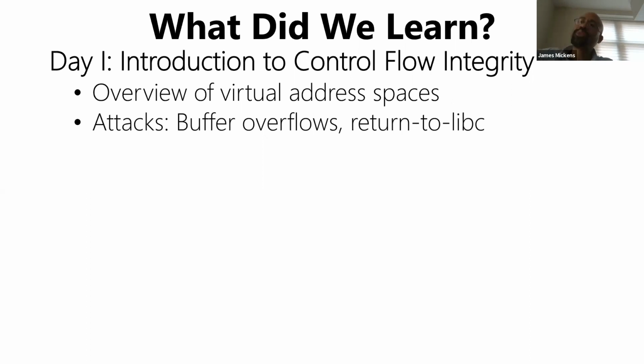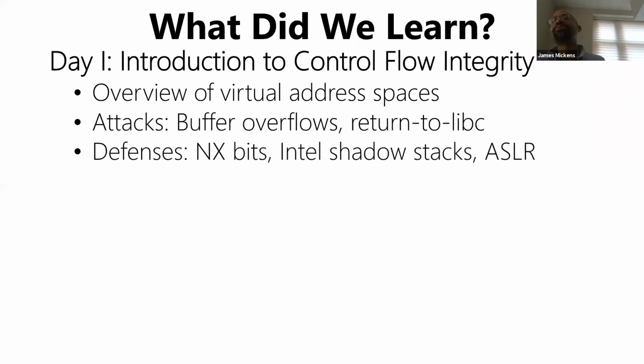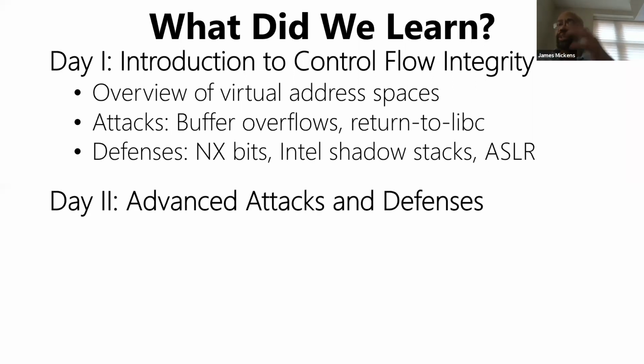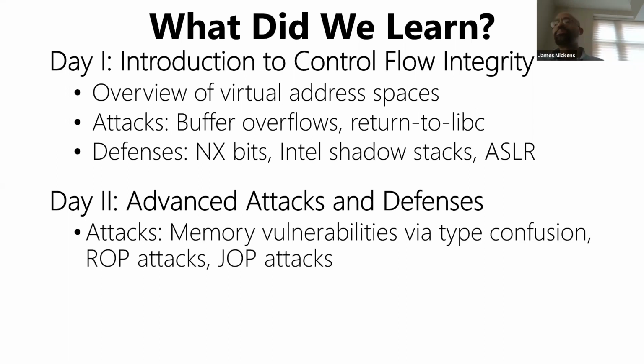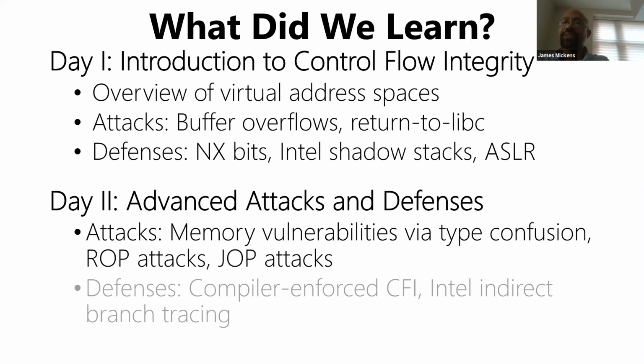We looked at traditional buffer overflow attacks. We then looked at return to libc attacks. And then we examined a bunch of defenses: no execute bits, Intel shadow stacks, and address space layout randomization. Today, we looked at some more advanced attacks and defenses. So we looked at memory vulnerabilities, both read and write, that can be caused by type confusion. We looked at ROP attacks and JOP attacks. All of these things are designed to allow us to try to corrupt the program, despite the fact that there may be defenses in place, like no execute bits.